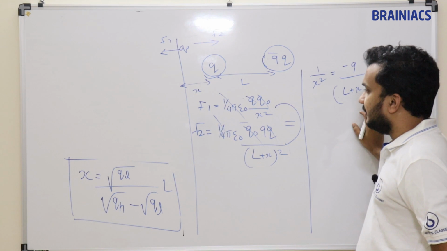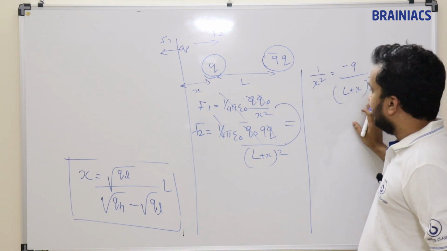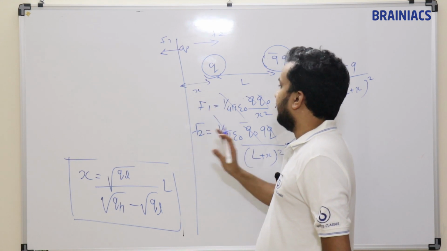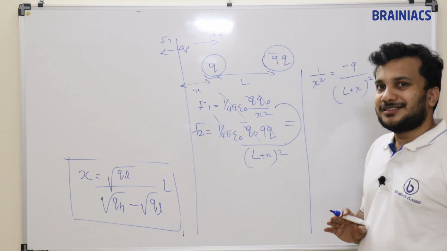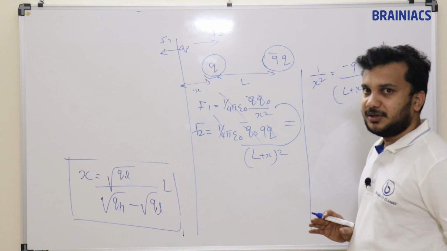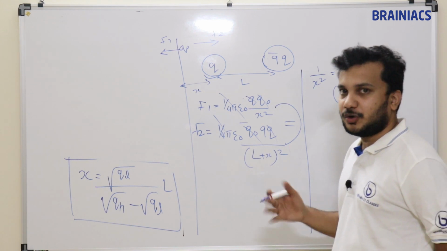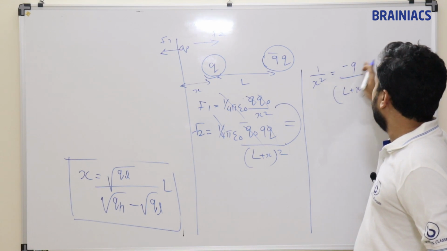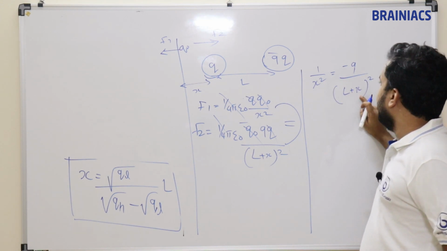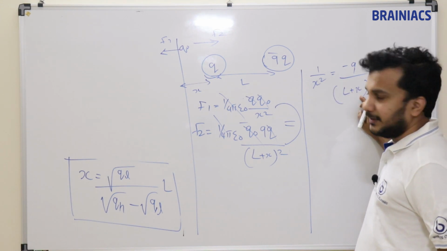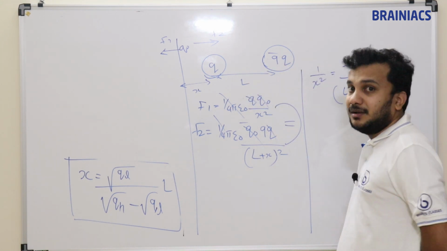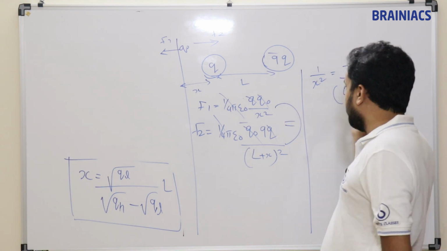Now for easy understanding, for example, I am taking F1 and F2. F1 and F2 are the two forces, and the resultant of the two forces will be equal to 0, which means the total force will be equal to 0. So 1 by x square will be equal to minus 9 divided by L plus x the whole square. Here, what is this minus indicator? The forces are equal but in opposite direction.